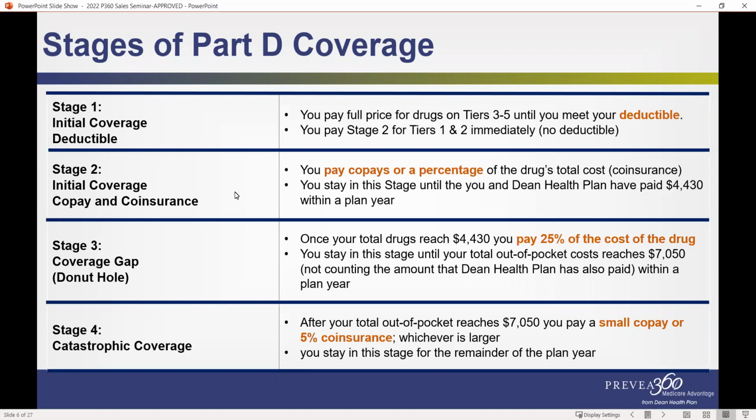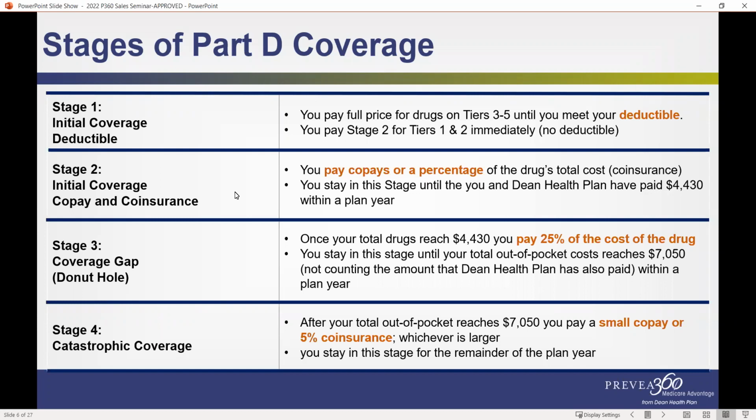of two things happen. Either the year ends and you go back to stage 1, or when you and Dean Health Plan have paid $4,430 within the plan year. And that's total cost of medication. So for example, if you go pick up a $200 medication and you have a $45 copay, so you've paid $45 and Dean pays $155, that full $200 goes towards that $4,430.